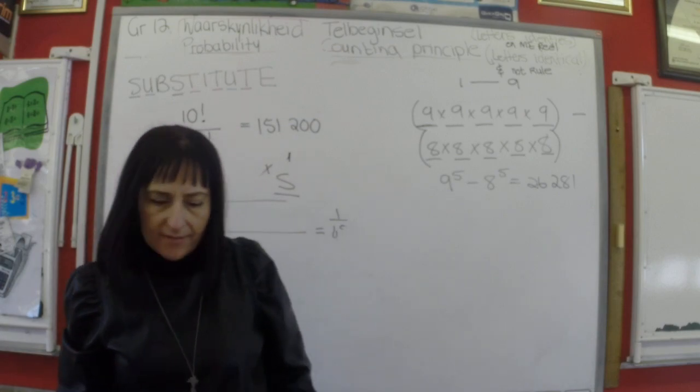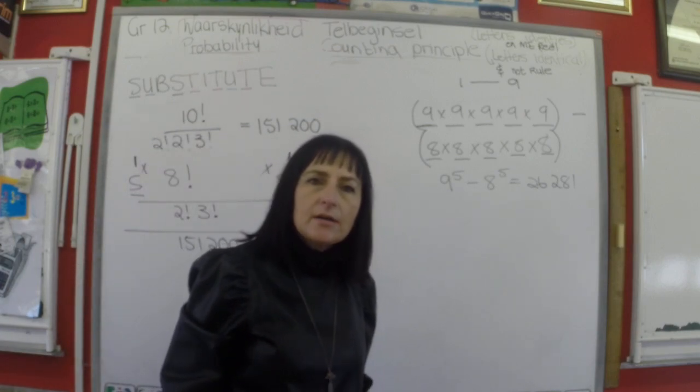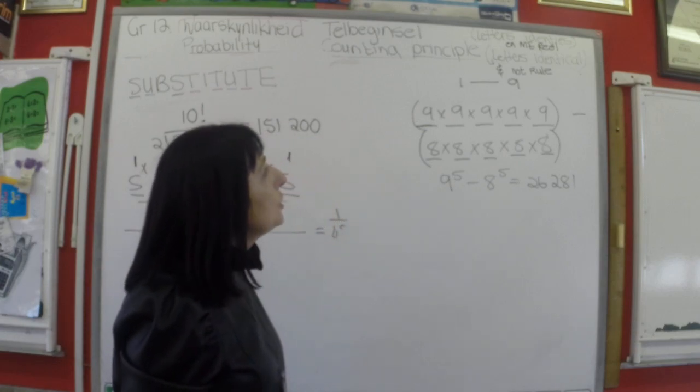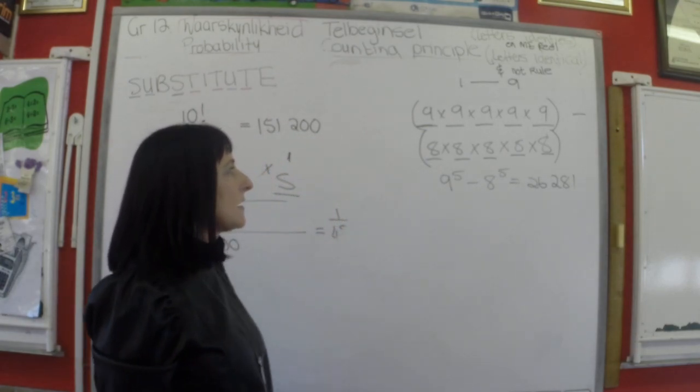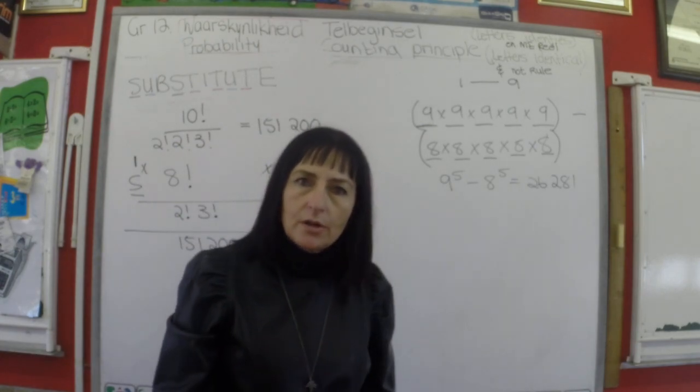So if we get these difficult scenarios to figure out, then we apply the not rule, doen die teenoorgestelde en trek dit van die groot totaal af.